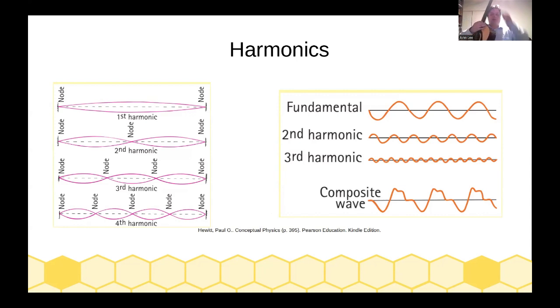You have the first harmonic, which is going to be a wavelength from the neck of the guitar to the base of the guitar. It's going to have that same wavelength as the string. The second harmonic is going to be the second wavelength that can create standing waves, and then the third harmonic is going to be the third wavelength, and the fourth harmonic is going to be the fourth wavelength. So when you add them all together, instead of just having a pure sinusoidal tone, what you're going to end up having is a composite wave that looks like a combination of the harmonics.